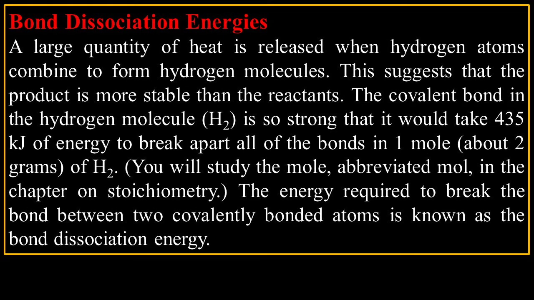A large quantity of heat is released when hydrogen atoms combine to form hydrogen molecules. This suggests that the product is more stable than the reactants. The covalent bond in the hydrogen molecule H2 is so strong that it would take 435 kilojoules of energy to break apart all of the bonds in 1 mole, about 2 grams, of hydrogen gas, H2. You will study the mole, abbreviated mol, in the chapter before stoichiometry and in the chapter on stoichiometry.